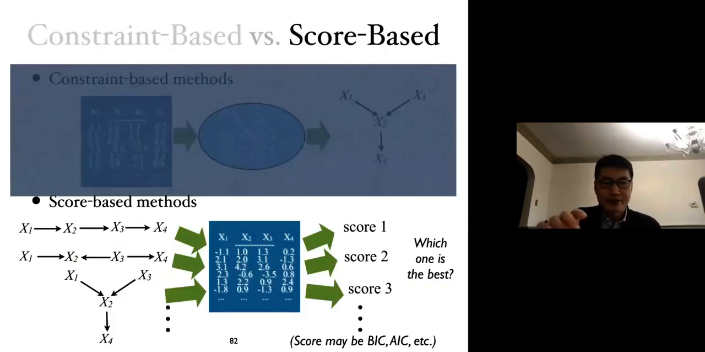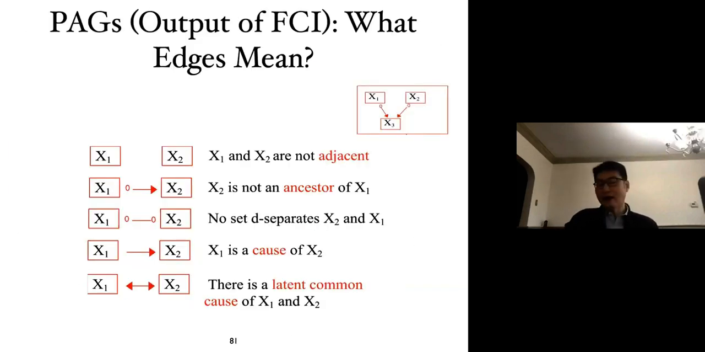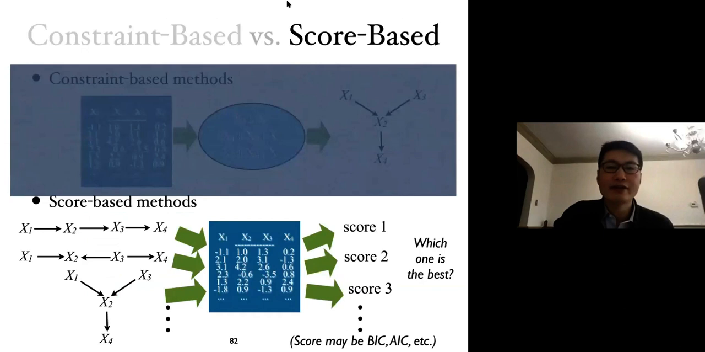Okay, so the algorithm of FCI is rather complex. I'm not going to talk about the details, but as long as you can interpret the results, it's fine. So here, by making use of these different patterns, you can interpret the result of FCI. Okay. Any questions? No. Okay. Let's go further.